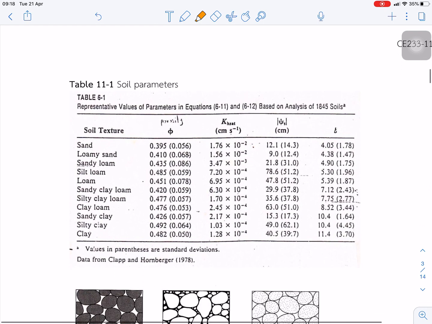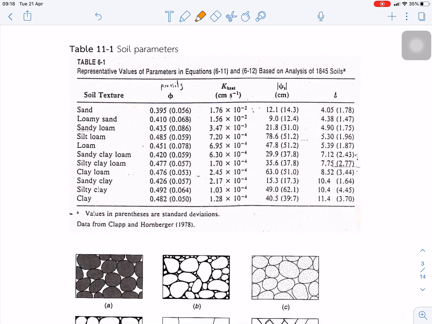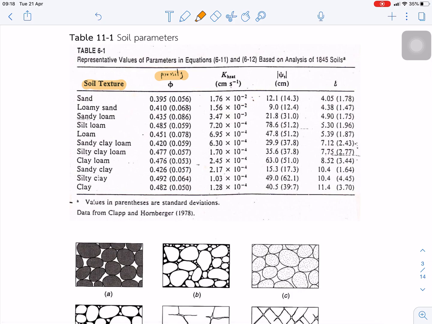This table shows the porosity is a function of the soil texture. You see that sand is about 0.395, but clay is about 0.48. It looks like the sand should have the porosity more than the clay, but this clay is a bit higher compared to the sand because the small particle of clay still have some void between the particles.